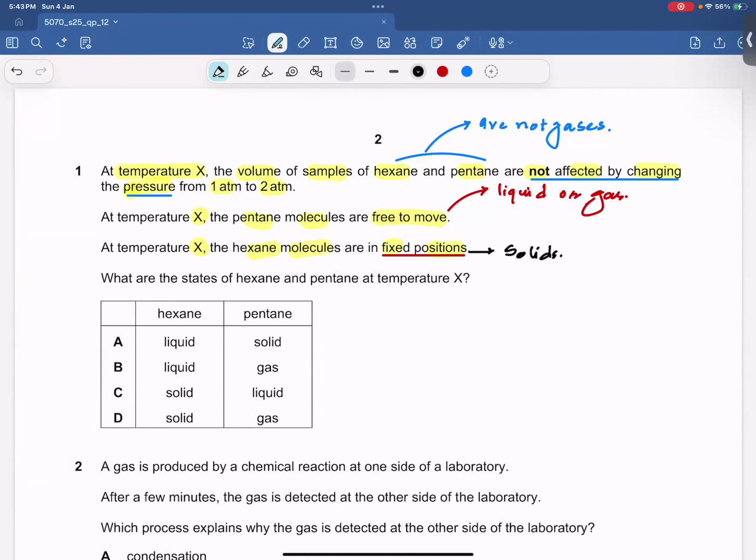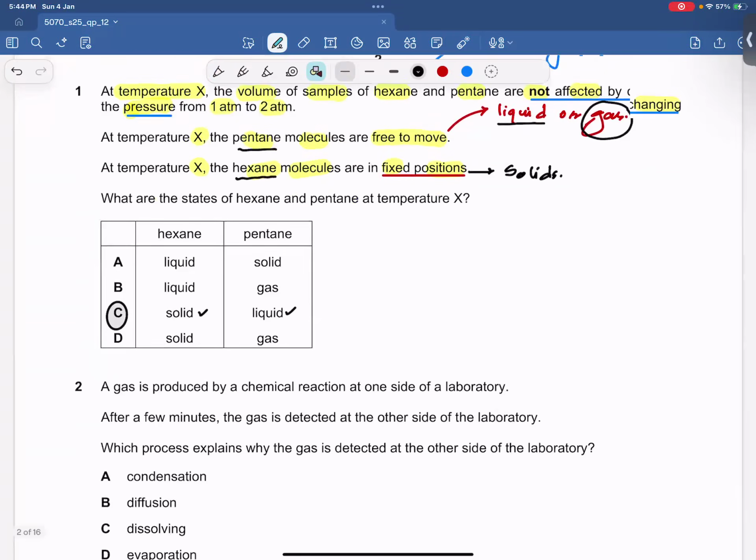So one thing is for sure: hexane is solid at this particular temperature, whereas pentane could be liquid or gas. Since we rule out the gas because there is no effect of pressure on it, pentane is going to be the liquid and hexane is going to be the solid. On the basis of that, C is going to be the right answer. I hope it makes sense to you.